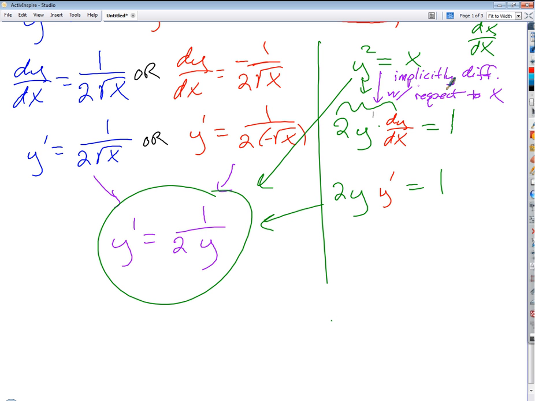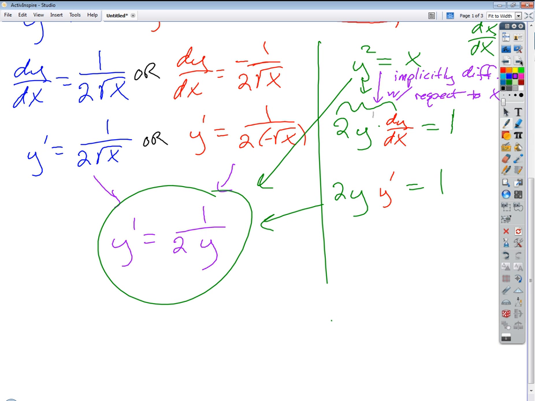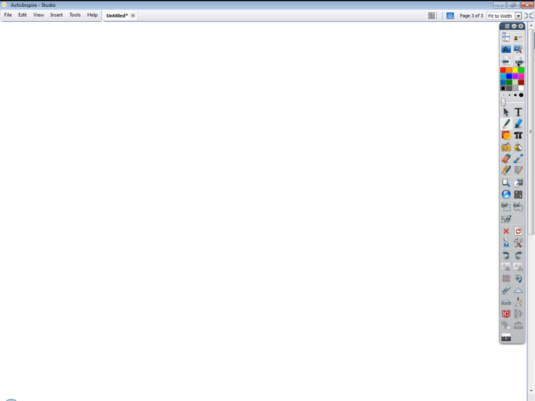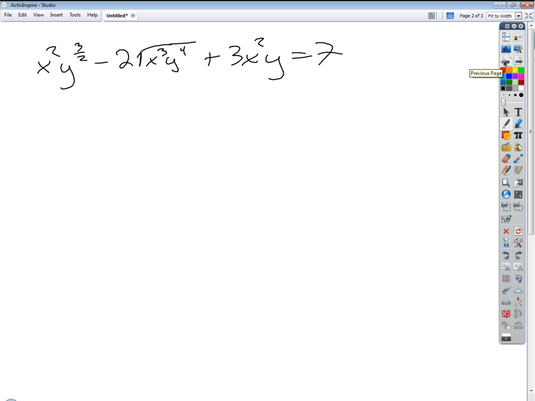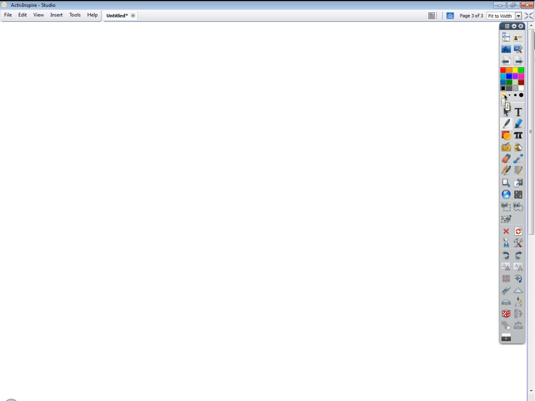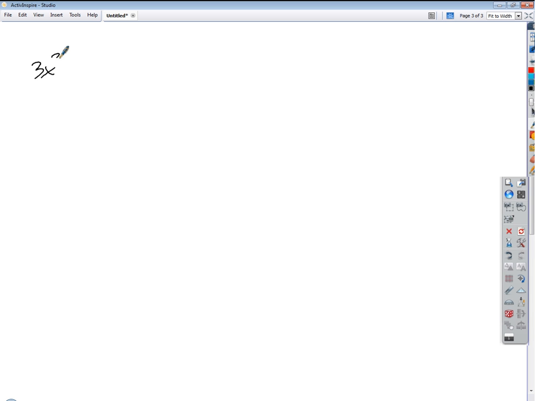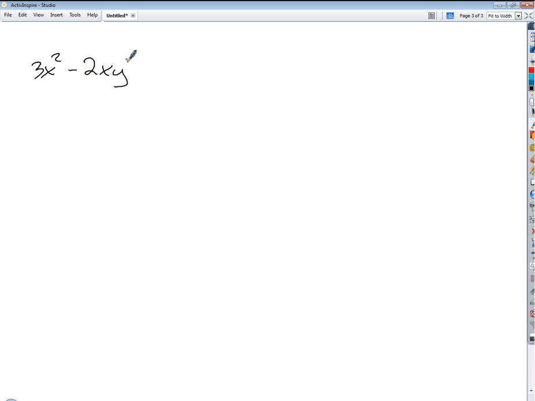Okay? So let's try this. And you'll see that we can already do this. It's not that big a deal. So let's take something like, nothing too horrible. How about if we try 3x squared minus 2xy plus 9y squared equals 3. And I want you to calculate dy/dx. So let's find dy/dx.